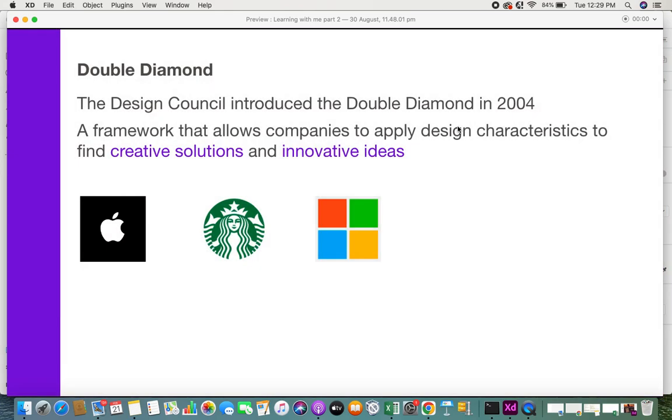The Design Council introduced the double diamond in the year 2004. It's a framework that allows companies to apply design characteristics to find creative solutions and innovative ideas. As I said, Starbucks, Apple, Microsoft and other companies have adopted this double diamond design thinking approach and framework to build their solutions. It was put down in 2004, but not many of us were aware of it. But it's good to know that this type of approach and process exists.